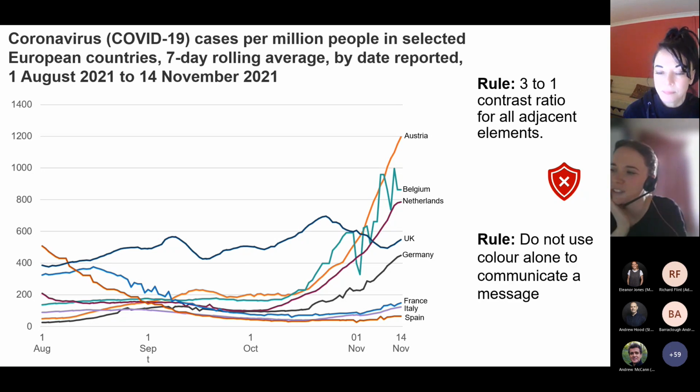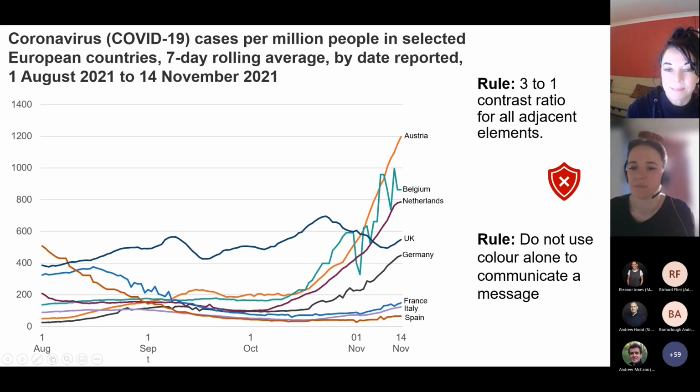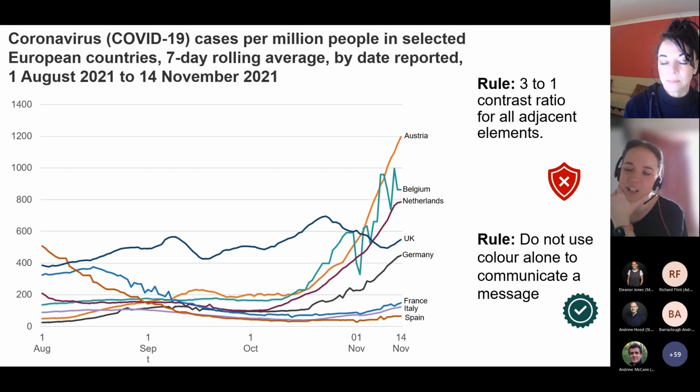So what about a tick for this one? This is a bit trickier. Using color alone, do you think we're getting a tick or a cross for this one? Put your hand up if you think it's a tick. I see a few hands going up. Okay, so this is a weird one. I've given it a tick, but it can be argued.